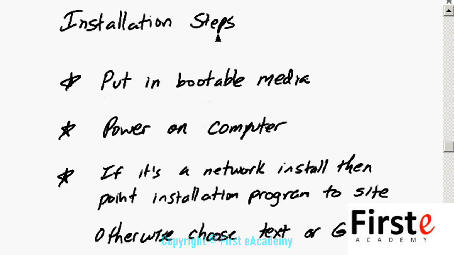Now the installation steps that you have to follow, first you put in the bootable media. So you put in your CD or your floppy disk to boot it off of, and then you power on your computer. If it's a network installation, you have to point the installation program to the site.